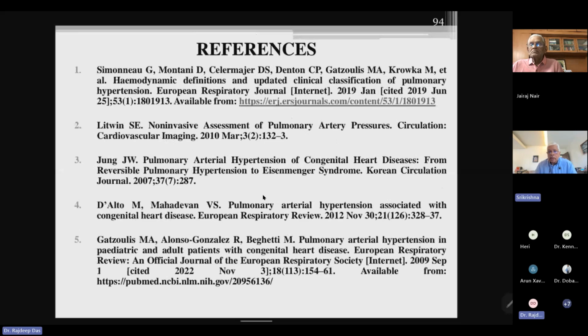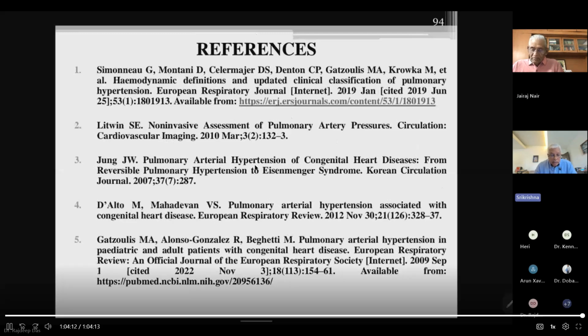Then comes the left to right shunts. It is important to assess pulmonary arterial hypertension and PVR in left to right shunts, and you must try and treat these left to right shunts before irreversible damage has occurred. So there you have to calculate the pulmonary vascular resistance, both with the Wood units or the dynes per square meter.